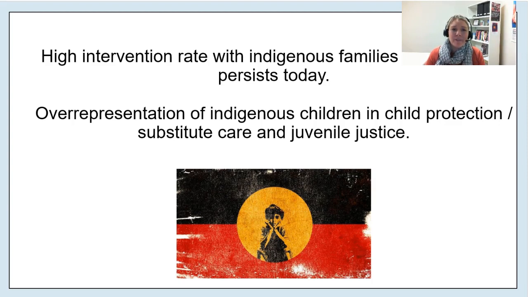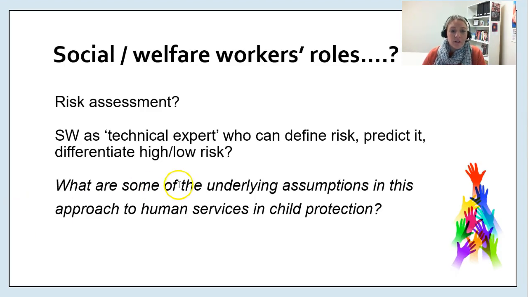We see an overrepresentation of Indigenous children in child protection, substitute care, and in juvenile justice. So I, for one, personally would argue that we still do see these things happening at a level that's too high, and we need to be thinking about ways as practitioners. Being aware of this is a really good starting point, but reflecting on that and reflecting what that means for our practice. So, what is a social worker's role in child protection?